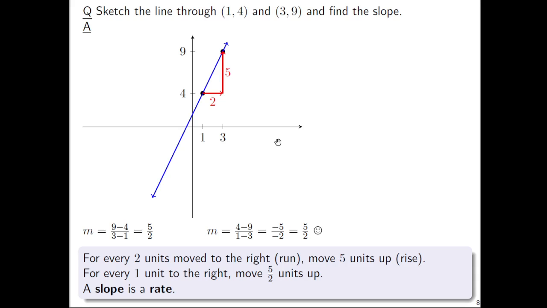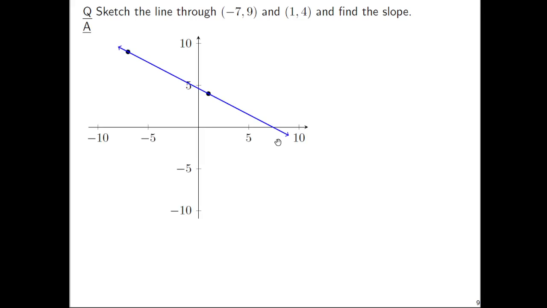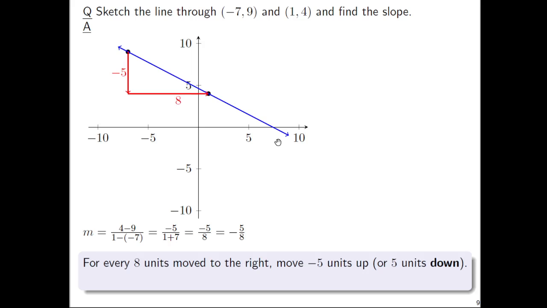You move 5 halves. Okay, let's sketch the line through the point (-7, 9) and the point (1, 4) and find the slope. So there are the 2 points. And then we will just, again, computer drawn, it's a much more accurate drawing, but there's a line and we'll find the slope. So change in y, so 4 minus 9, change in x, 1 minus negative 7. So we have negative 5 over 1 plus 7, in other words, negative 5 over 8. And you can write the minus sign in the numerator or just to the side of the fraction, so you get negative and then the fraction 5/8.